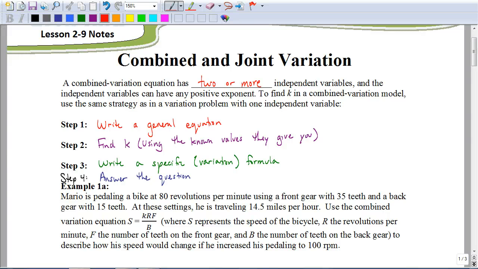Okay, in today's lesson we're going to be looking at lesson 2.9, dealing with combined and joint variation. We'll learn about what the difference is between these two in a little bit. But first off, let's look at the definition.